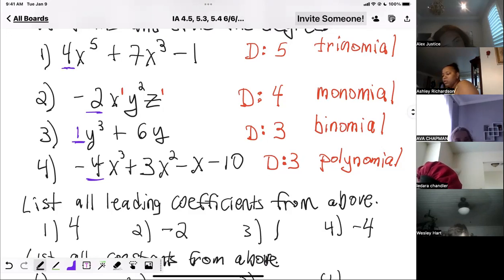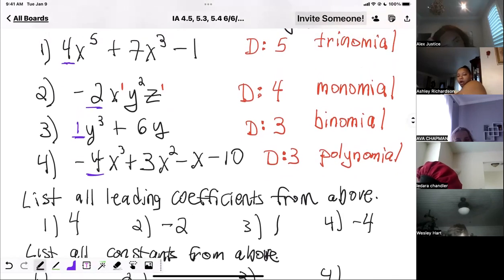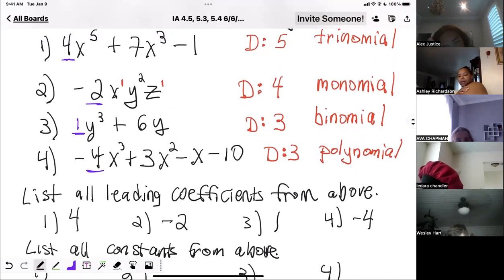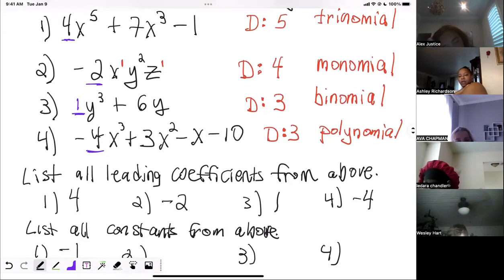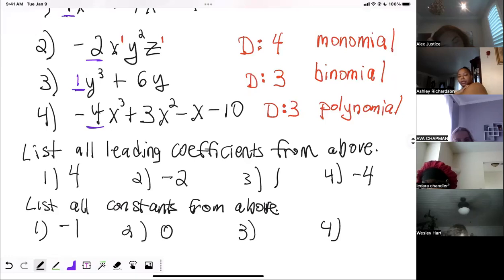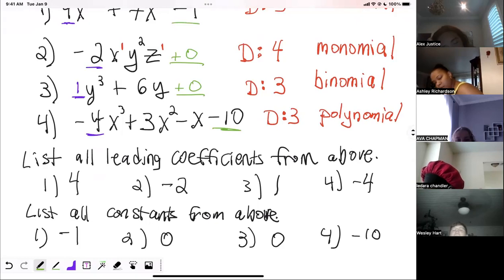Now, if it's missing a constant, it's really 0. So number 1, the constant is -1. Yes, you take the sign with it. So it'd be -1. 2 doesn't have a constant, so it's just 0. 3 as well does not have a constant, so it's 0. And number 4, the constant would be -10. You take the sign with it. And just to make sure, that's my constant. I think of it as plus 0, there's nothing there. Plus 0, nothing there. And then the first one is -1.